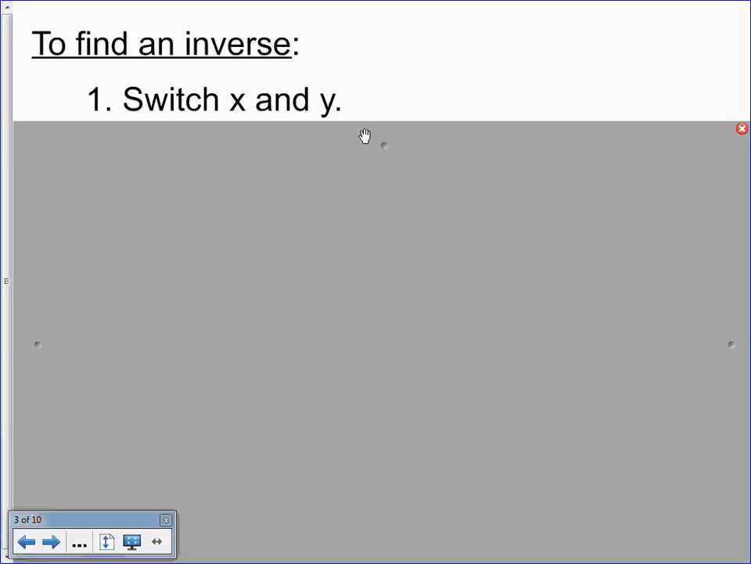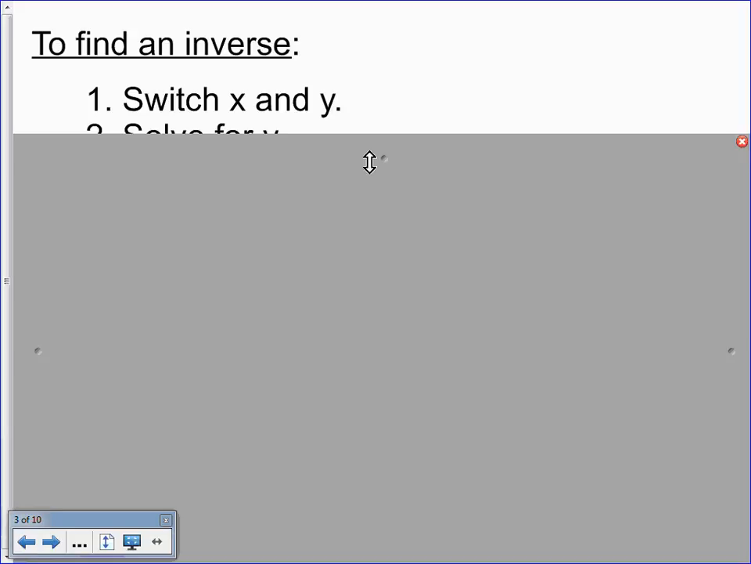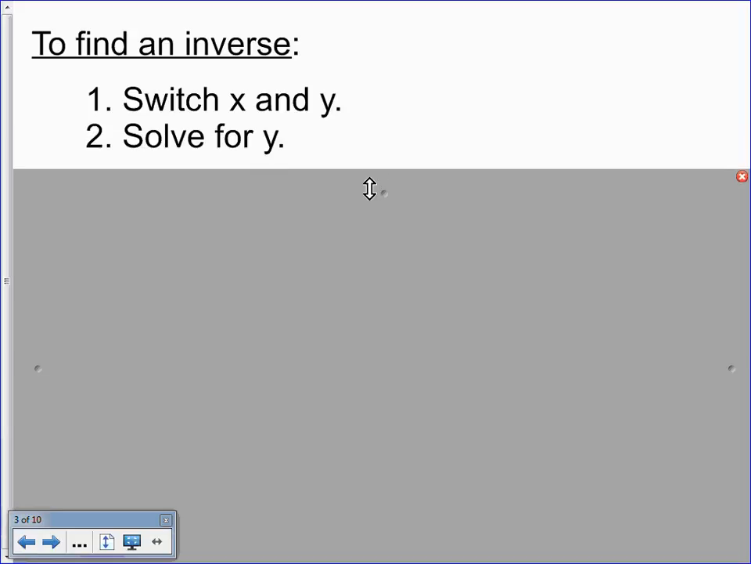Okay. We're going to look at it first from an equation perspective, and we're going to also solve for y then. So switching x and y is like the definition of an inverse. Solving for y is what we're going to do to make our equation look like y equals stuff. That's how we'll know we're done.